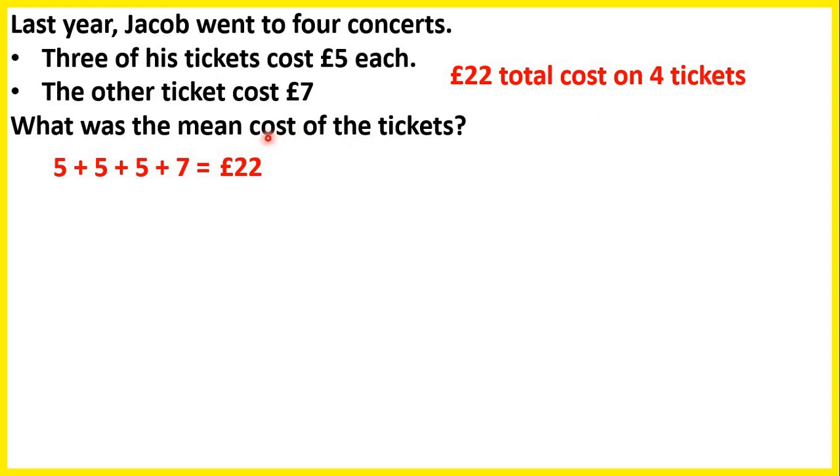So to find the mean cost, we need to divide £22 by 4, because he bought 4 tickets, or went to 4 concerts. So we can carry up the decimal point. 22 divided by 4 is 5 remainder 2, 20 divided by 4 is 5, and 0 divided by 4 is 0. So that means the mean cost of the tickets is £5.50.